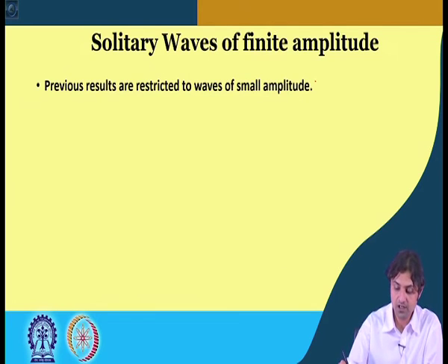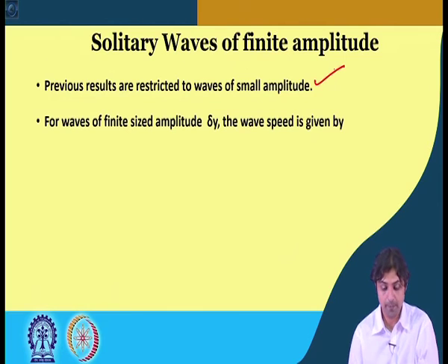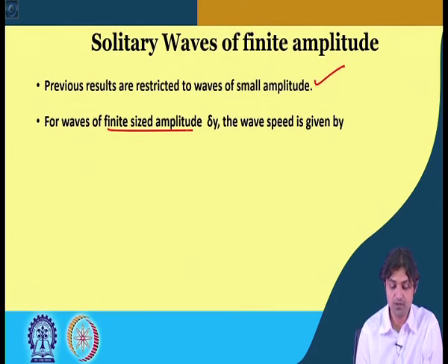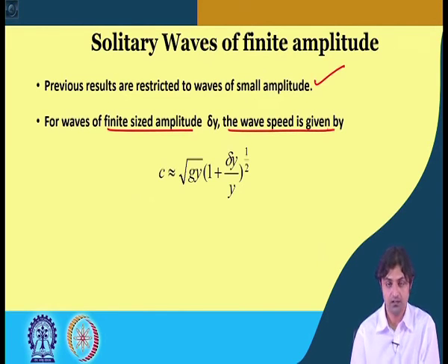But the previous results that have been obtained are restricted to waves of small amplitude. That is very important to remember. But if the waves are of finite size, that means they are no longer small amplitude, then the wave speed is given by this. You can try to remember this formula, but the derivation is not in the scope of this course. So, c is given by under root g y multiplied by 1 plus delta y by y to the power half.